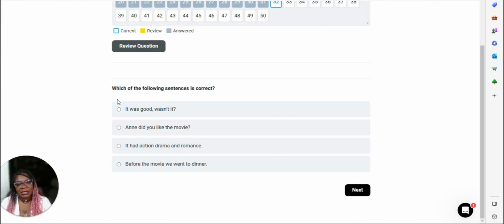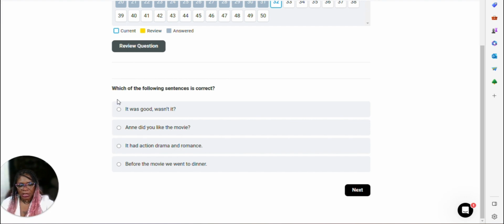Which of the following sentences is correct? It was good, wasn't it? And did you like the movie? It had action, drama, and romance. Or, before the movie, we went to dinner. So which of the following sentences is correct?